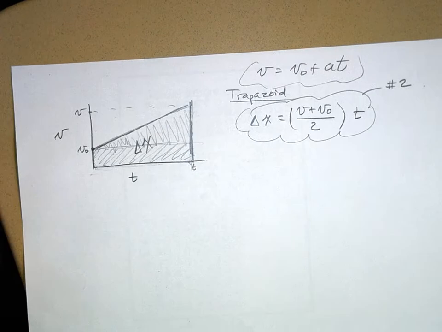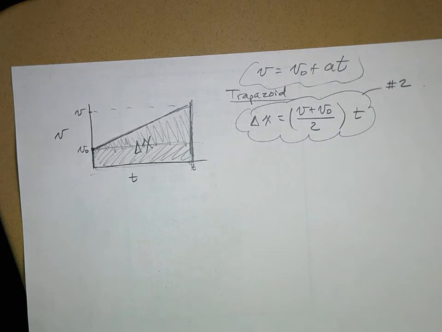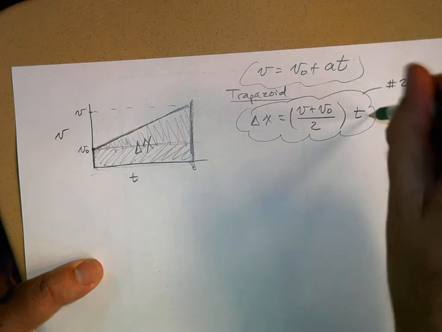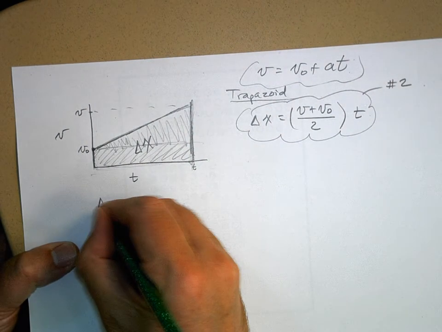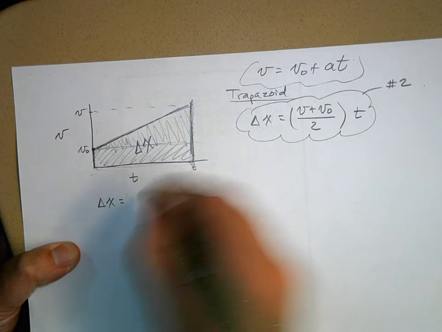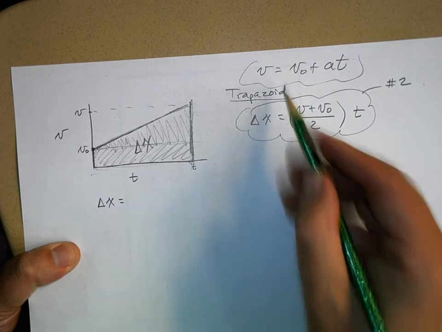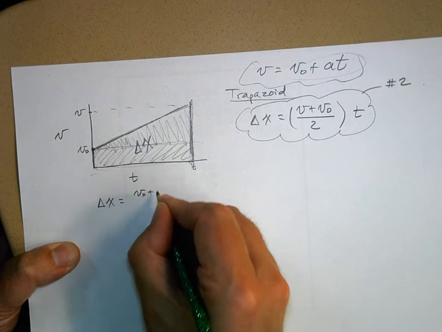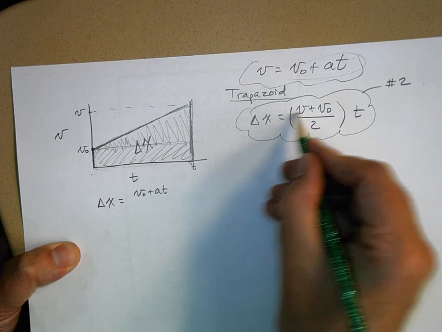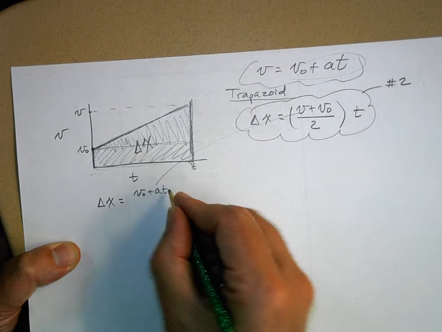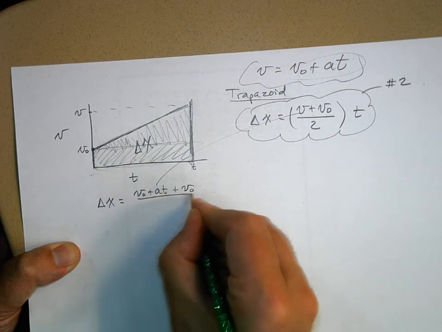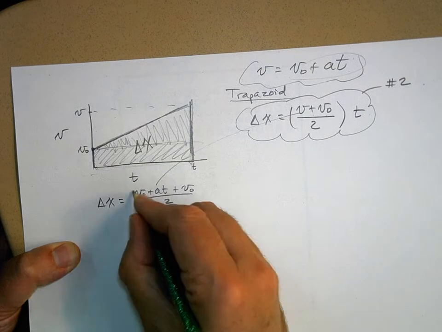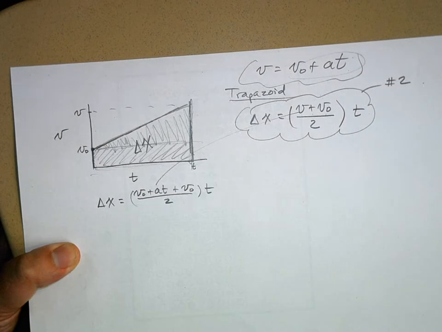And I'm going to do this really fast. We only have 5 minutes left. I'm going to take this expression and substitute it in here. So delta X equals, well, instead of V, I'm going to put V naught plus AT. V naught plus AT, that's my final velocity, plus V naught, divided by 2, times time. Now I'm running out of time, so I'm just going to do all the algebra at once.